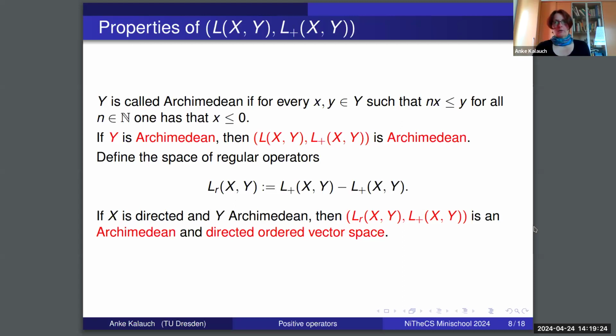Why did I tell you all this? Because I want to make clear what it means if I write for an operator s less equal t. Then I mean it within the partial order of positive operators. So if I write for operators s less equal t, that means that t minus s is in the cone, is a positive operator. So from now on, I can put these inequality signs in between operators, and it's clear in which space I mean it, for which cone, namely for the cone of positive operators. Okay.